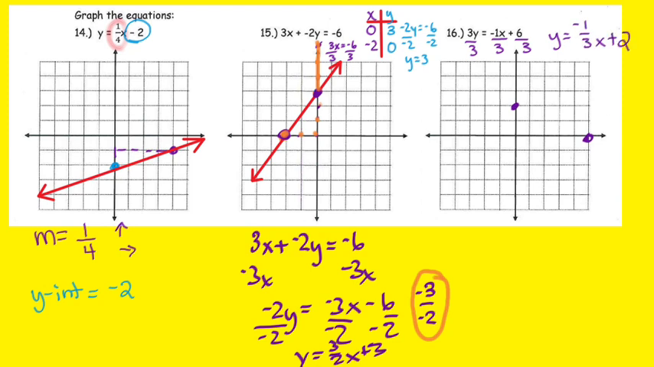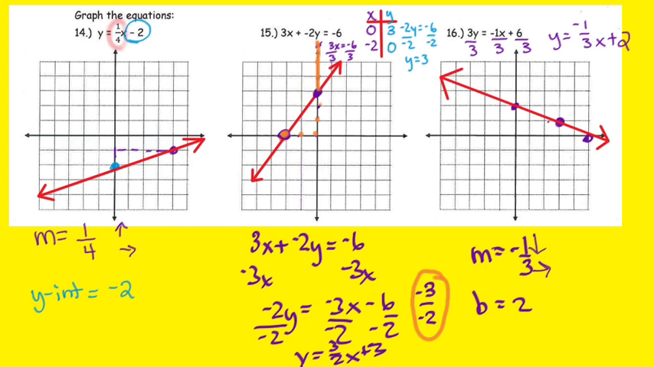And number 16 is set up so that you can just divide everything by 3. You get y equals mx plus b. My slope is -1/3, and my y-intercept is 2. I know that with my slope, I'm going to be going down 1 and over a positive 3. Start with 2, down 1, over 3. And I draw my line, including my arrows.